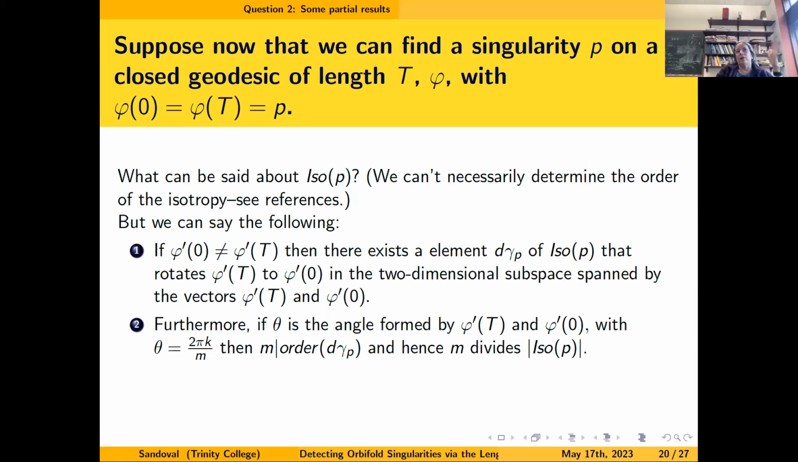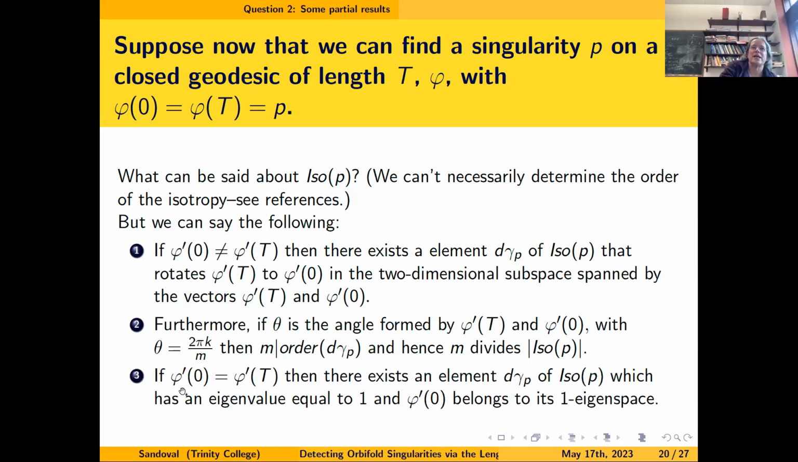If that angle between those two vectors is theta, and it's of the form theta equals 2 pi k over m, then m is going to divide the order of that isotropy element. And so hence it divides the size of the isotropy group. Okay, that's a little bit.